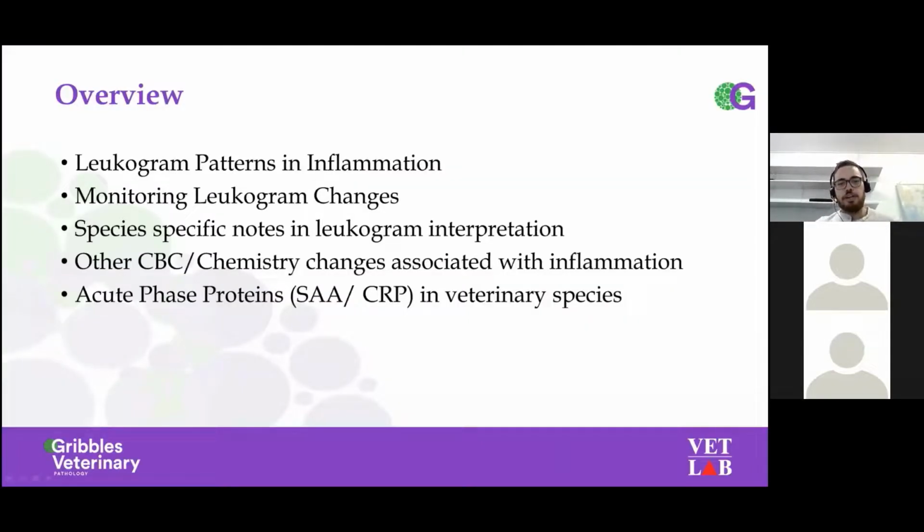So first thing I'm going to cover is leukogram patterns in inflammation and some other non-inflammatory leukogram patterns that you might come across. Monitoring leukogram changes over time as a way of monitoring inflammation. Species-specific differences to keep in mind when interpreting your leukograms, as well as briefly going over some other CBC and biochemistry changes that you can see with inflammatory disease. And then finally finishing on acute phase proteins and their use in veterinary species, with a particular focus on serum amyloid A and C-reactive protein.